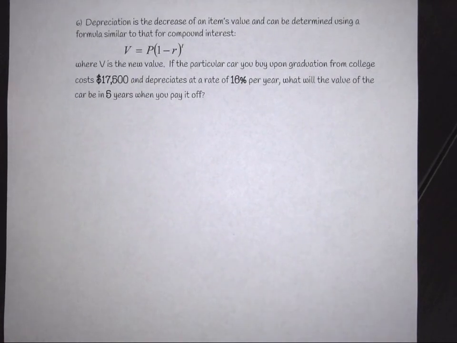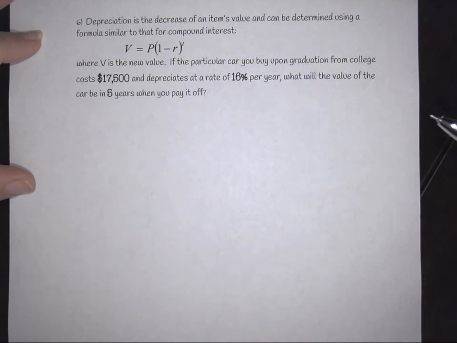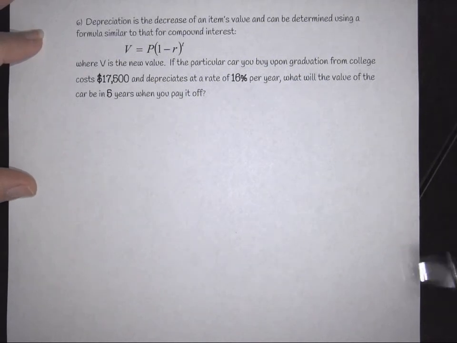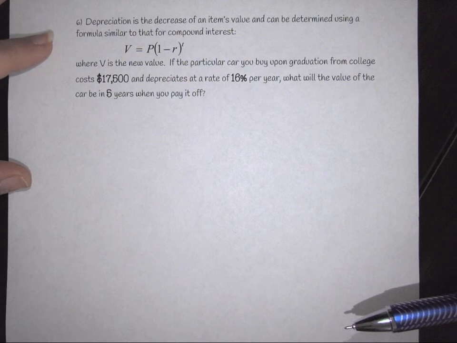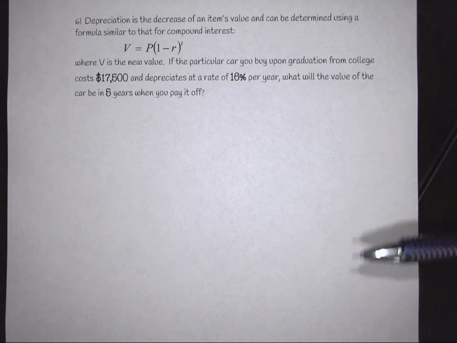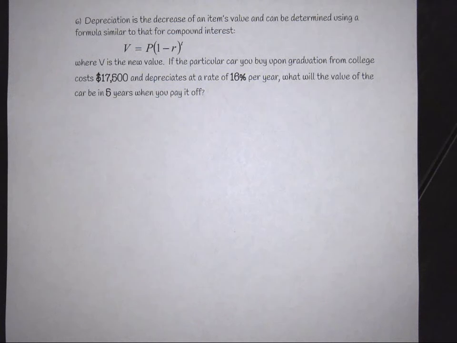Now the last type of problem that I wanted to look at is a population problem. So it says, it's a car problem. It's depreciation. And it says that depreciation is the decrease of an item's value and can be determined using a formula similar to your compound interest formula. And here V is the new value. If the particular car you buy upon graduation from college costs $17,500 and depreciates at a rate of 16% per year, what will the value of the car be in 5 years when you pay it off?